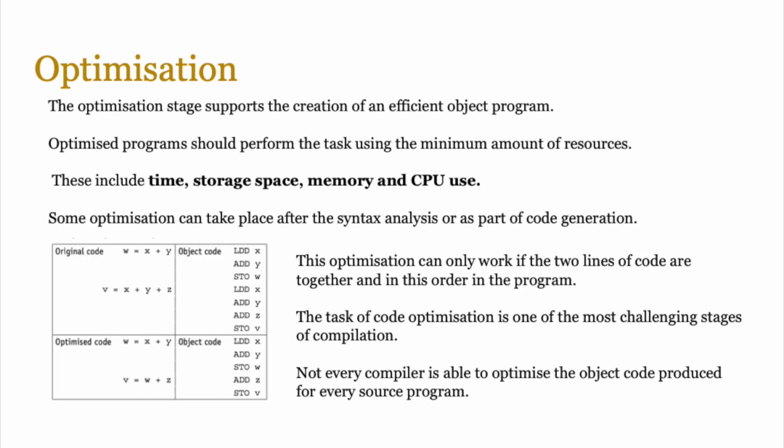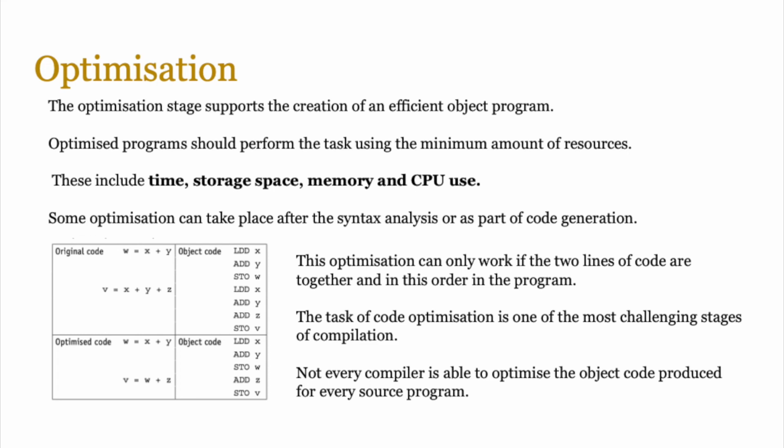The next stage after this is optimization, and this stage supports the creation of an efficient object program. So we've created the code, but then there are going to be repeated patterns in there which the compiler can identify and then reduce to save time, storage space, memory, and CPU use. Now, this optimization can take place after the syntax analysis and the code generation stages are completed. The optimization only works if two lines of code are together and in an order in the program. So if you've got different parts of the programs which might be repeated, that can be very tricky to identify.